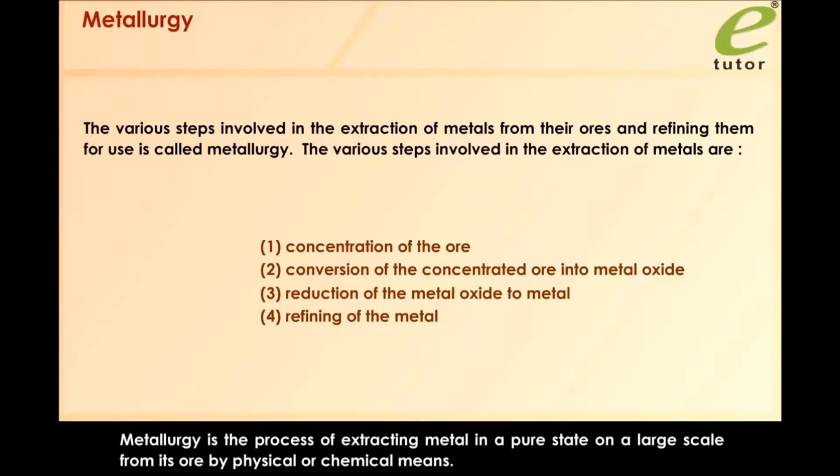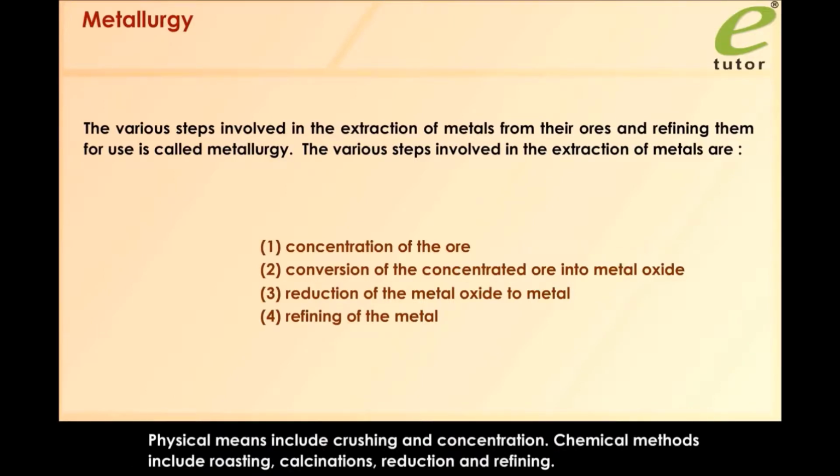Metallurgy is the process of extracting metal in a pure state on a large scale from its ore by physical or chemical means. Physical means include crushing and concentration. Chemical methods include roasting, calcination, reduction, and refining.